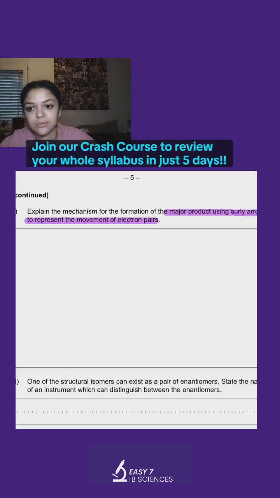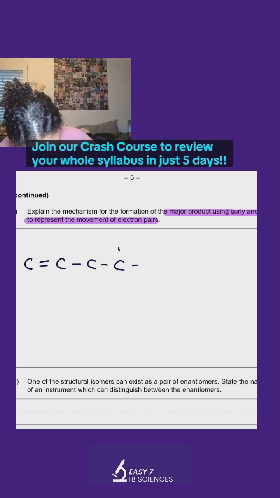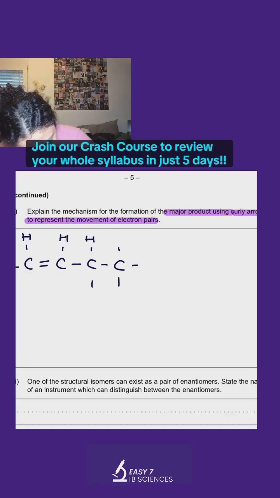But the first thing I'm going to do is draw my molecule. So my butane has 1, 2, 3, 4, 5. Hopefully I didn't make any mistakes. Okay, so this is my butane-1-ene. And I know that it's HBr.